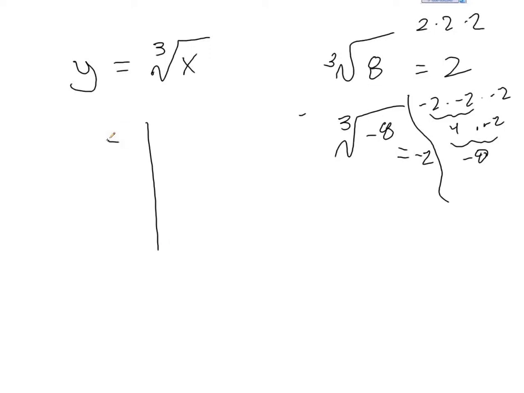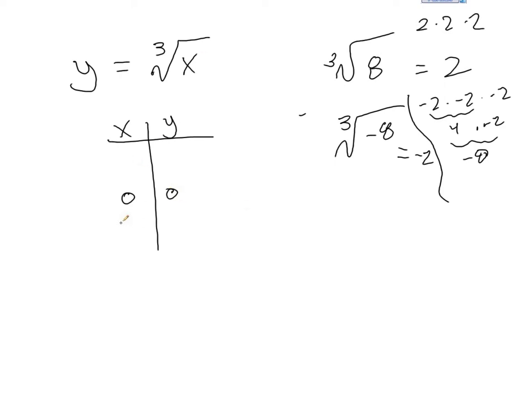So let's build a little table of x and y values. In particular, I'm going to set up this table so that I know that the cube root of certain numbers is going to be perfect. For example, the cube root of 0 is equal to 0. 0 times 0 times 0 gives me 0.